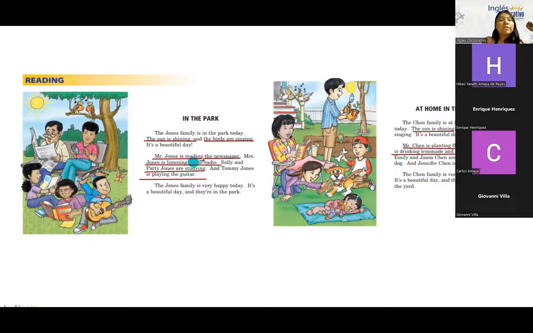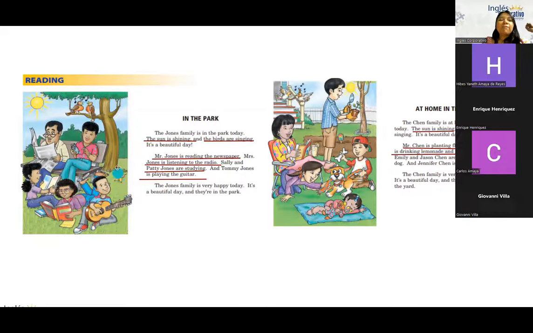Mr. Jones is reading the newspaper. Look at Mr. Jones. Then Mrs. Jones is listening to the radio. Look at her. She is listening to the radio. Then Sally and Patty Jones are studying. And Tommy Jones is playing the guitar. He is playing the guitar.